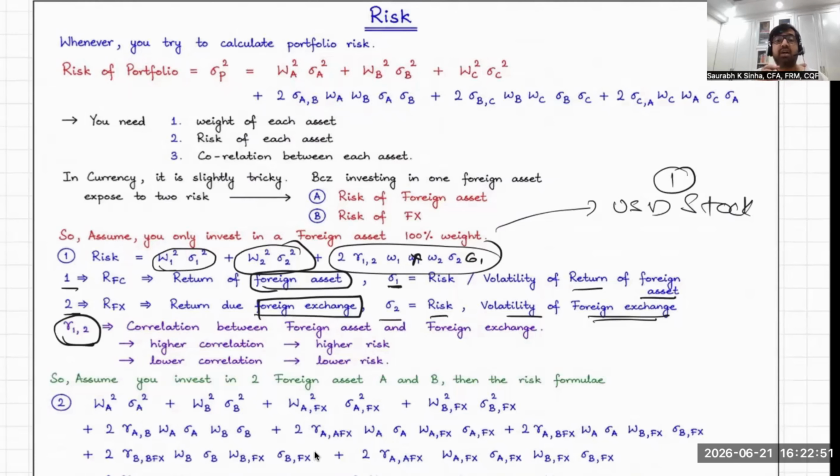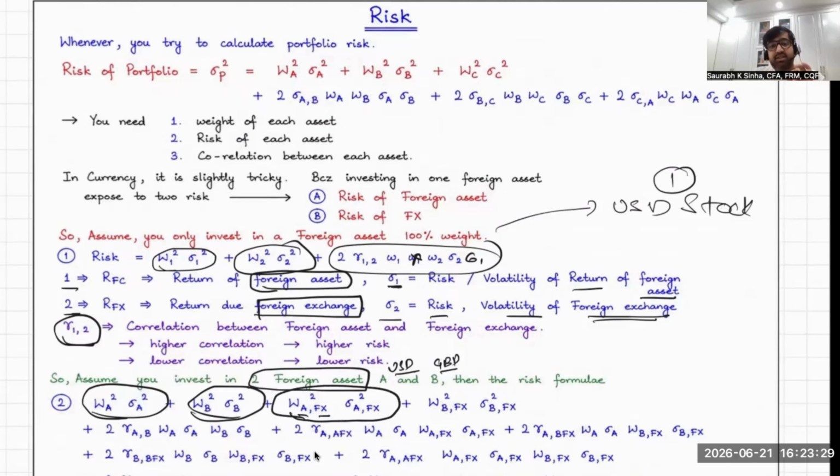Okay. Now, if you have two foreign assets, say USD and GBP, sitting in India and you're investing in USD and GBP, what will happen? Actually, you're taking risk of four assets. First risk is because of the asset in USD. The second risk is because of the asset in GBP. The third risk is because of the FX of USD versus INR. The fourth risk is because of the FX of GBP versus INR. So there would be four assets.